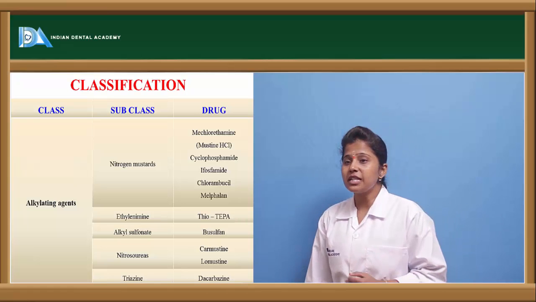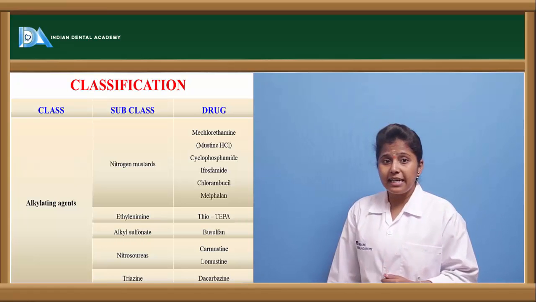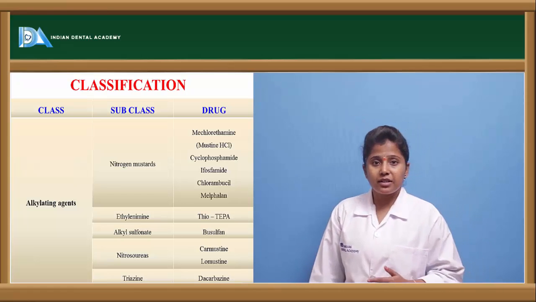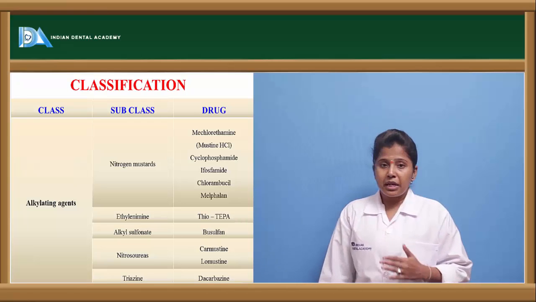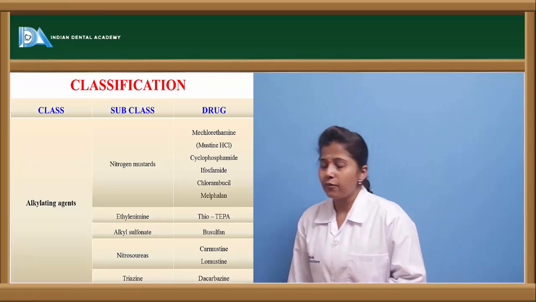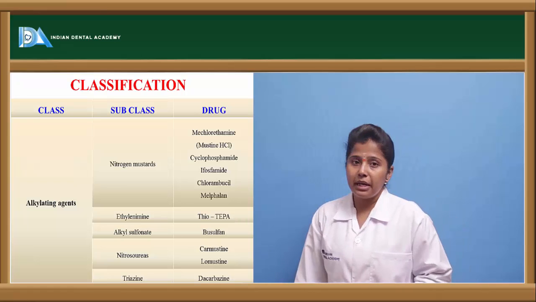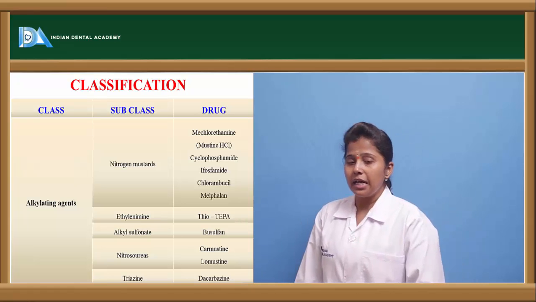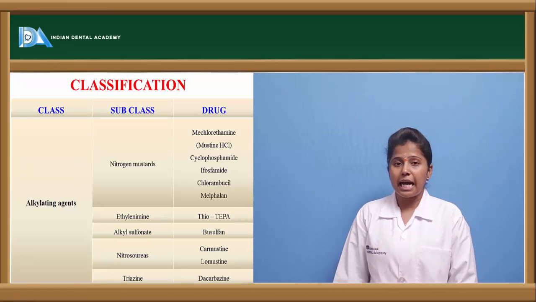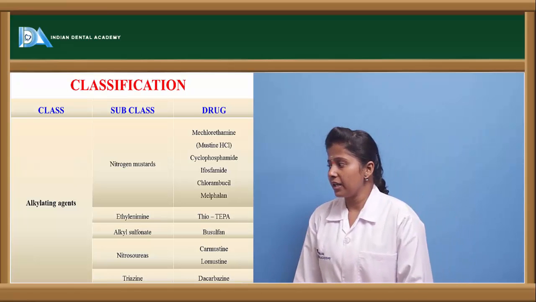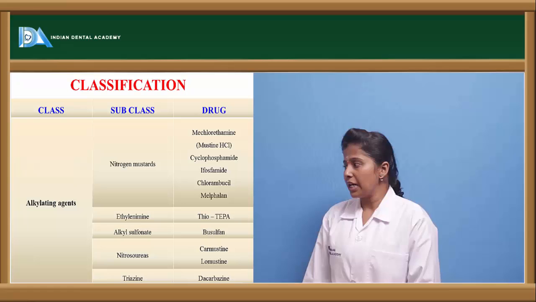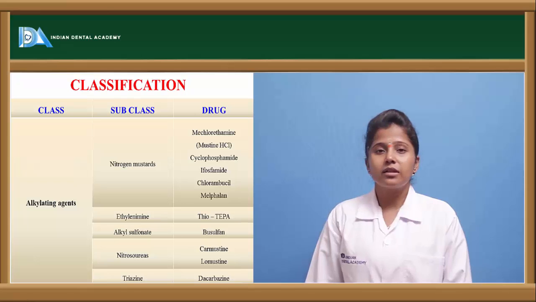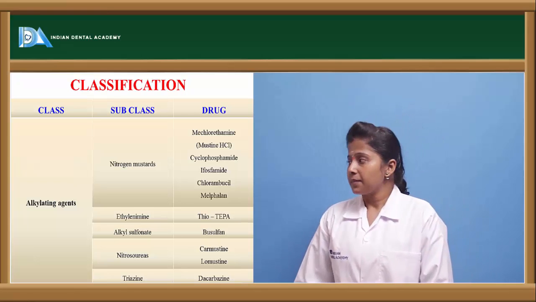There are different categories of these drugs. The first classification is alkylating agents. These alkylating agents are divided into nitrogen mustards. The drugs which come under this category are mechlorethamine, cyclophosphamide, ifosfamide, chlorambucil and melphalan. And ethylenimine, the drug under this category is thiotepa. The other class is alkyl sulfonate. The drug under this category is busulfan. And nitrosoureas, the drugs include carmustine and lomustine. And the triazine category, where the drug is dacarbazine.